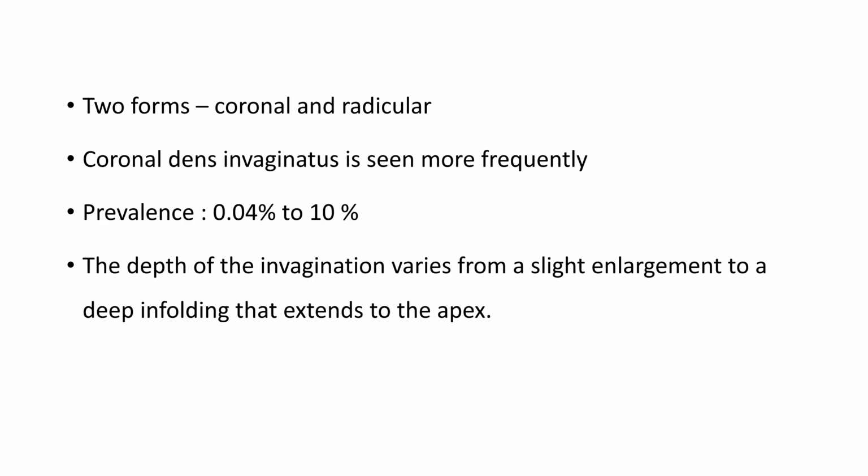There are two forms of dens indente or dens invaginatus: the coronal form and the radicular form. The coronal form affects the crown, and the radicular form extends towards the root. By a great margin, coronal dens invaginatus is seen more frequently as compared to the radicular dens invaginatus.